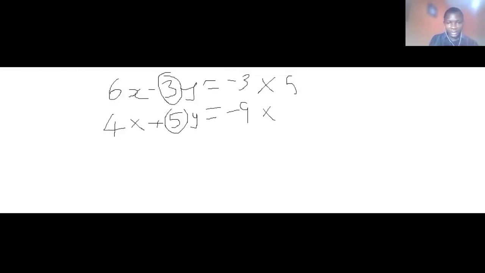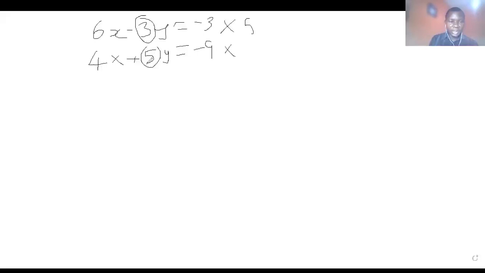I'm using this one that you're looking at here, 3, to multiply the bottom equation. So I think I'm good. So 5 times 6, that's 30x, minus 5 times 3, that's 5 times 3 is 15. You see, I'm doing it gradually.